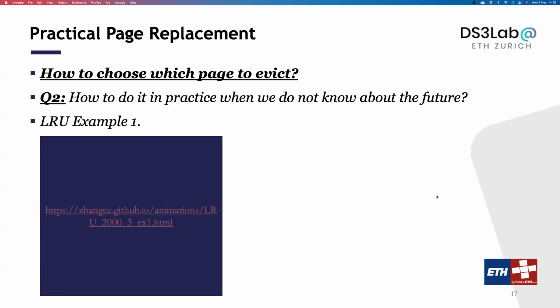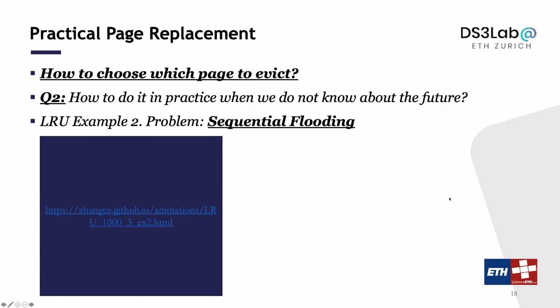So the question is, can we construct a workload where LRU doesn't perform that well? Yes, actually we can, because LRU is not optimal. There's one potential problem related to LRU called sequential flooding, and we can see that from this very simple example.